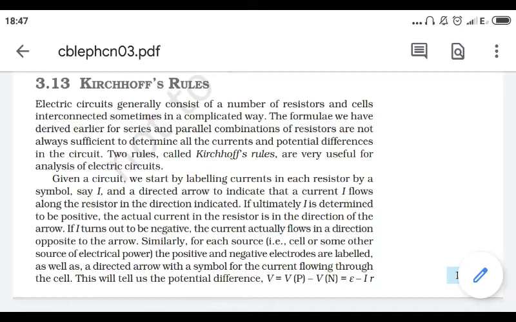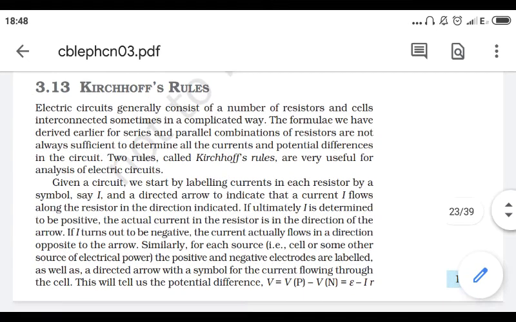Today we are going to study section 3.13 of chapter 3, Kirchhoff's rule. This is one of the important rules for the exam as well as to understand electricity. So let's read it.